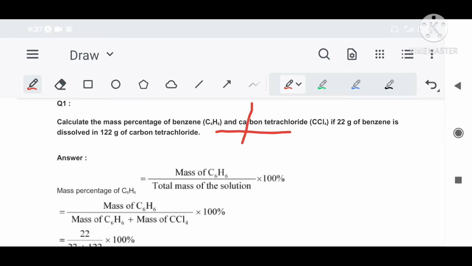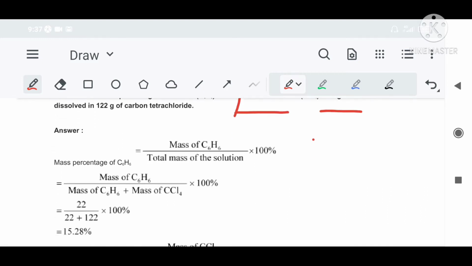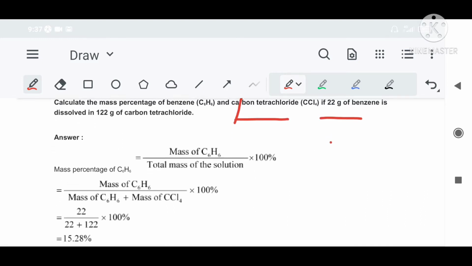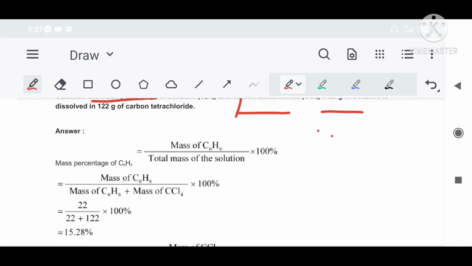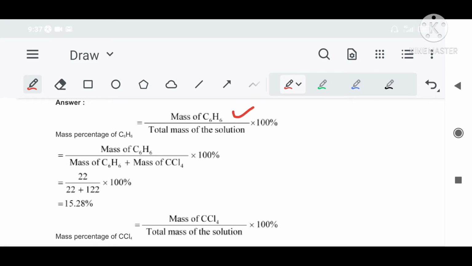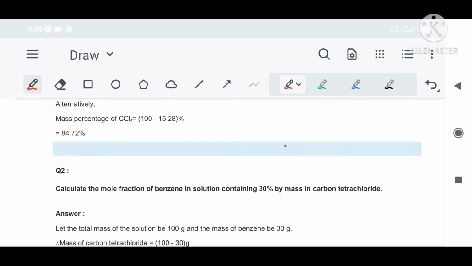Exercise question number 1: CCl4 and benzene are there, and 22 gram benzene is dissolved in 122 gram of carbon tetrachloride. In this question we have to find out the mass percentage. How can we find out the mass percentage? The mass percentage formula is mass of single substance upon total mass of the solution multiplied by 100. So the mass of benzene given to us is 22 upon total mass, which is 22 plus 122. When we solve it, we can get the mass percentage of benzene, then CCl4. So this appears to be a very easy question.